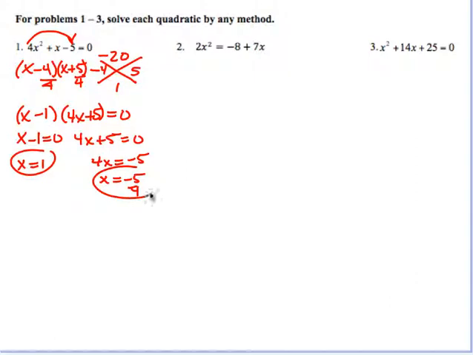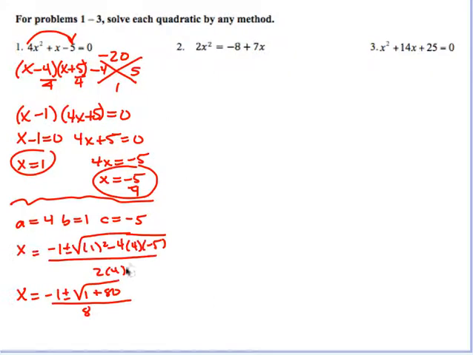Now, if you wanted to do the quadratic formula, you could have done that too. The quadratic formula, your A would have been 4, your B would have been 1, and your C would have been negative 5. A lot of people messed up right here. You put 1 minus 80 and you got negative 79, but look right here, you've got a negative times a negative, which is going to give you a positive. So you ended up getting negative 1 plus or minus the square root of 81 all over 8.